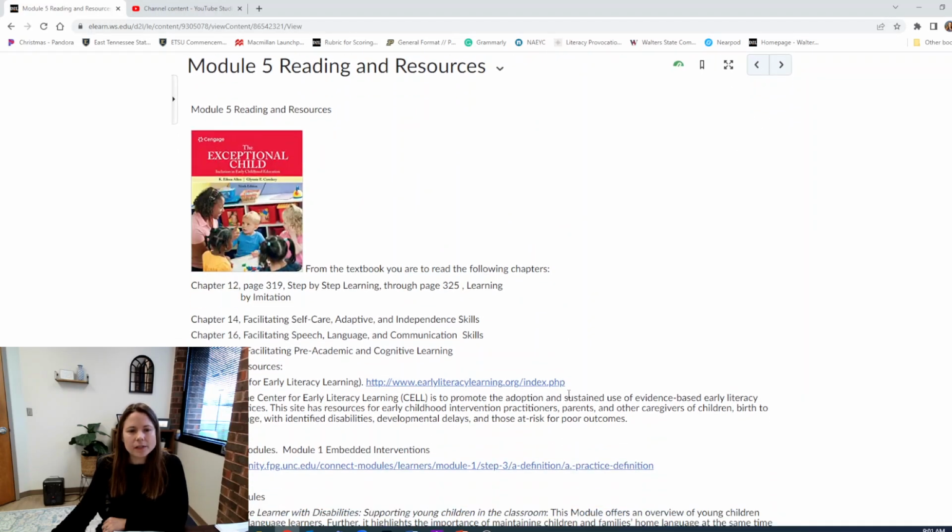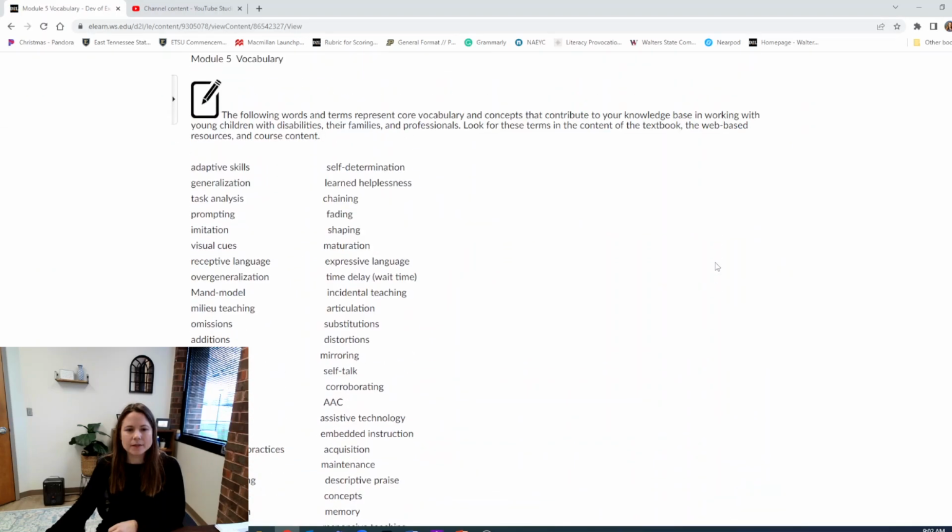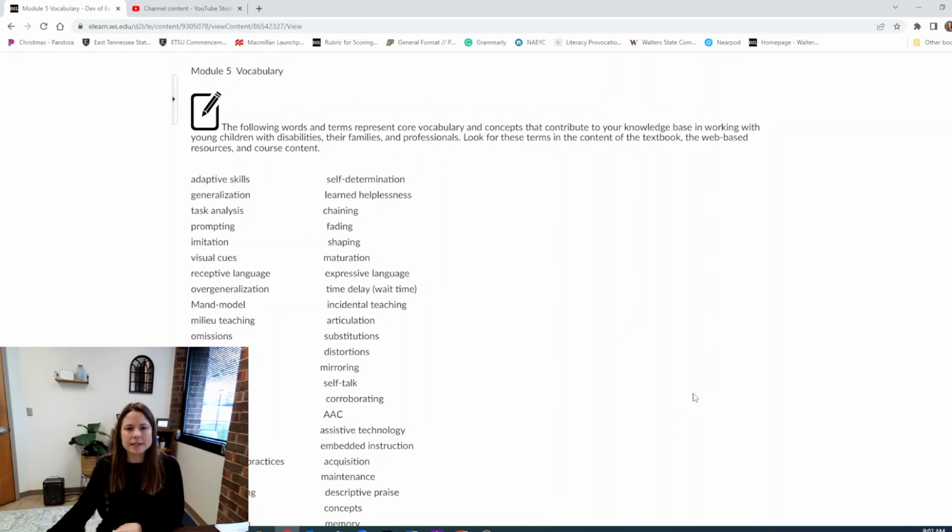For reading, you're going to read in your textbook. I listed the chapters here that I want you to read. Within the chapters, it's really helping you look at those self-care, adaptive, and independent skills we talked about. We're going to look at how you facilitate speech, language, and communication skills, and also facilitating those cognitive learning and pre-academic skills that we want the student to have. Here's your vocabulary list of what you will be seeing not only in your reading, but throughout the content itself as well.